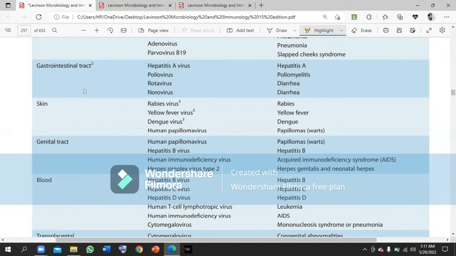The fourth is through the genital tract. These are the viruses: human papilloma virus, hepatitis B, human immunodeficiency virus, and herpes simplex virus 2.